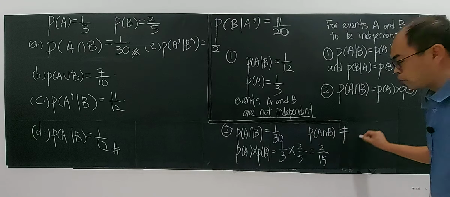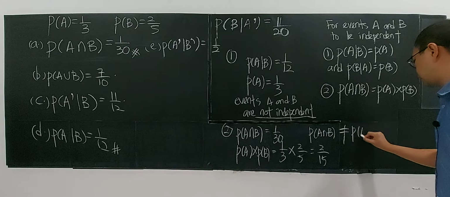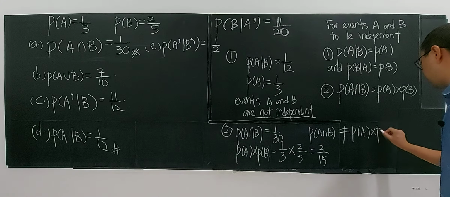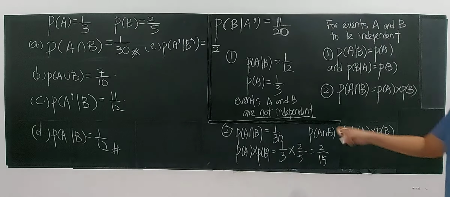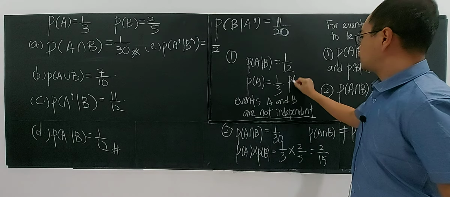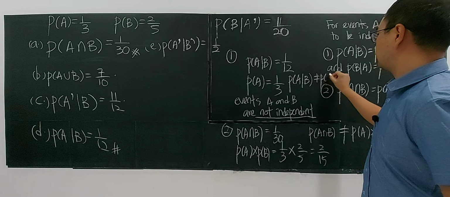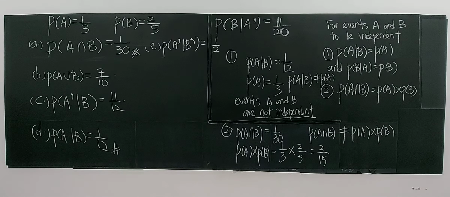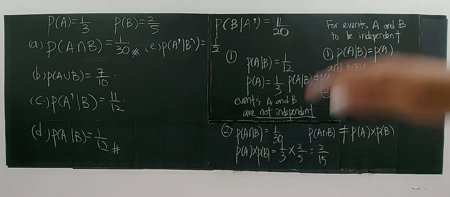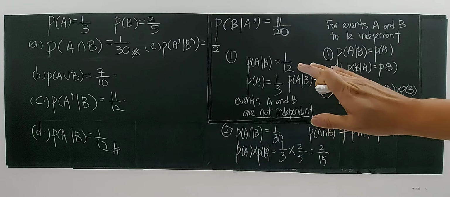This is a very important reason here. You have to state the reason: the probability of A intersect B is not the same as the probability of A multiplied with the probability of B. If they are the same, they are independent. Same thing here, the probability of A given B is not the same as the probability of A. So events A and B are definitely not independent. I hope you understand this concept, it is very important.